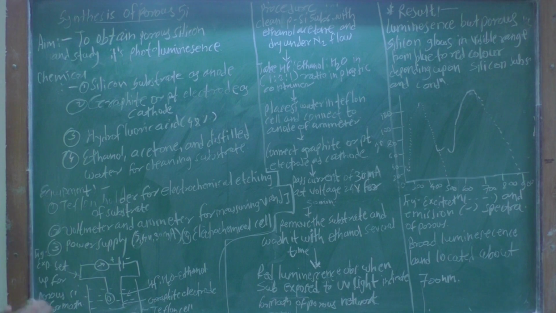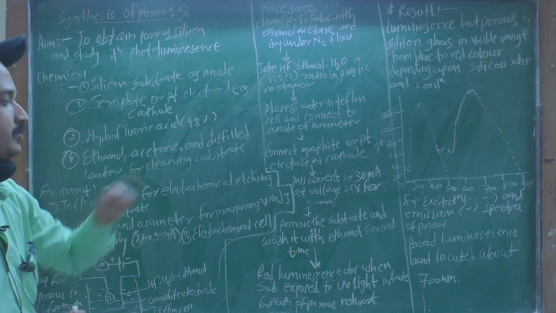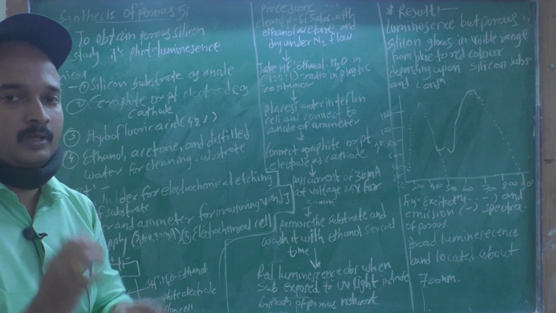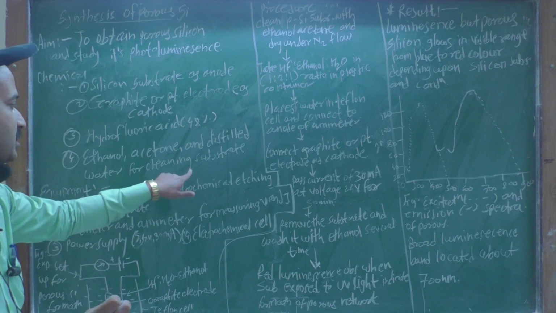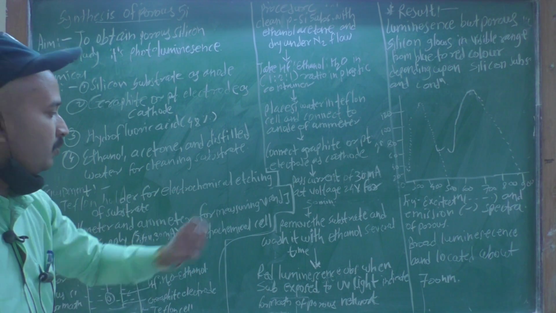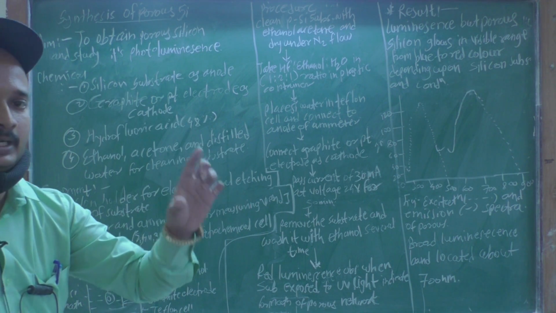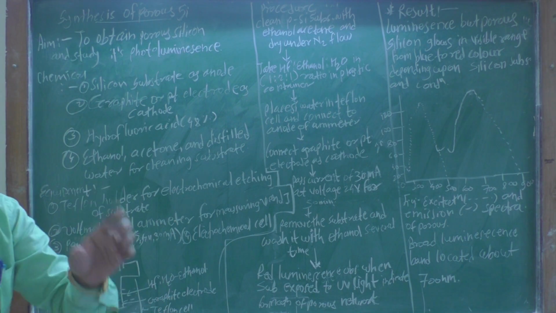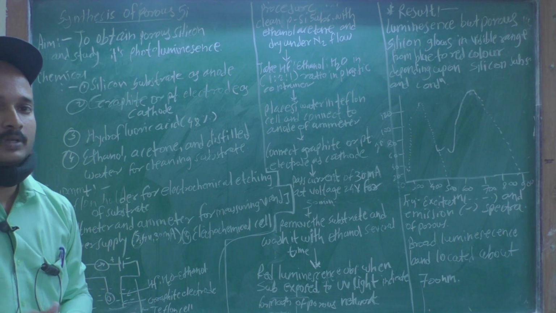Fourth is ethanol, acetone and distilled water for cleaning the substrate, that is, for washing the substrate before its formation. So the substrate is cleaned with ethanol, acetone and distilled water. This is all about the chemicals you use in the synthesis of porous silicon.